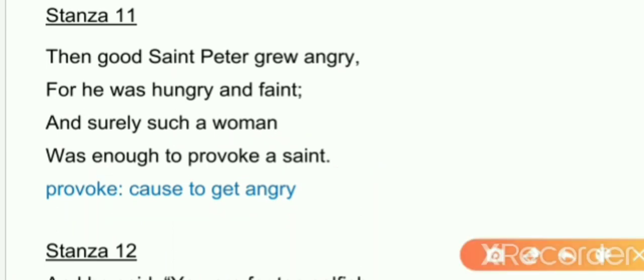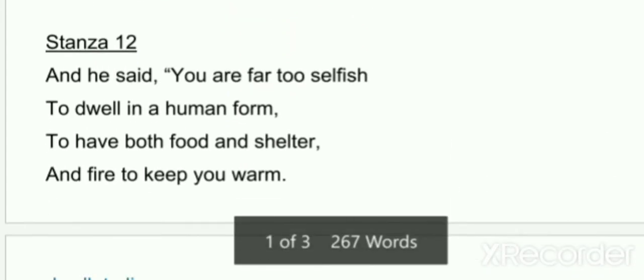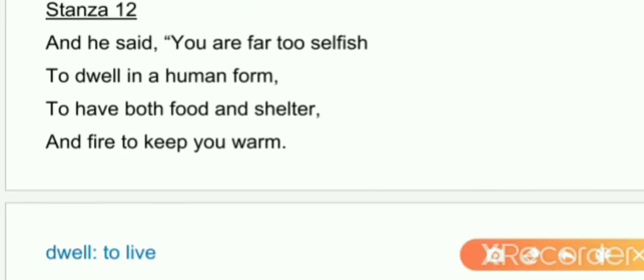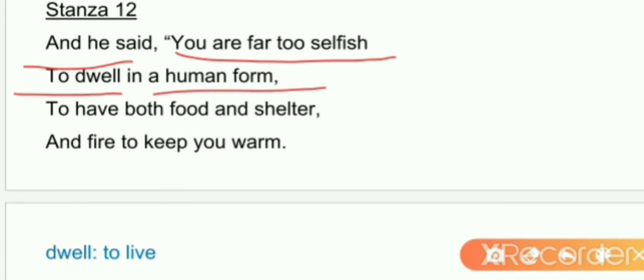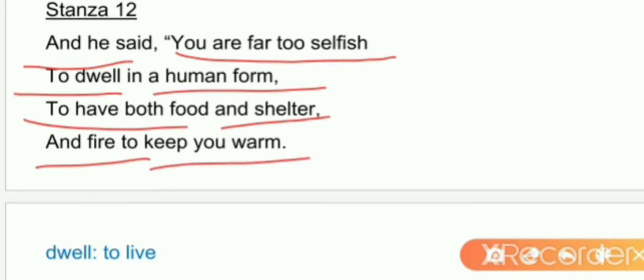Dear students, the poetic device rhyme scheme is same here. You can do it on your own by recognizing the last word of the line. Okay. So let's move on to next stanza. Stanza number 12. And he said, you are far too selfish to dwell in a human form, to have both food and shelter and fire to keep you warm.